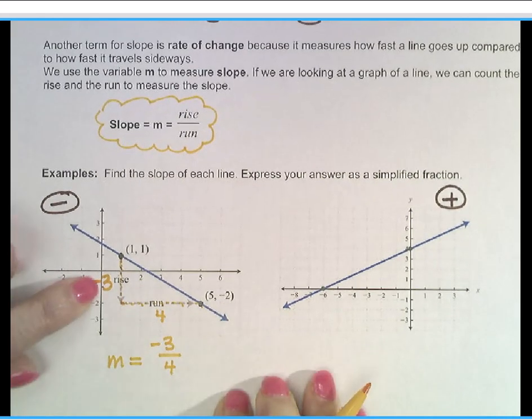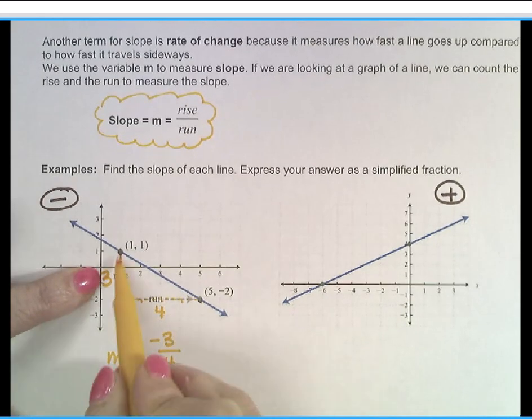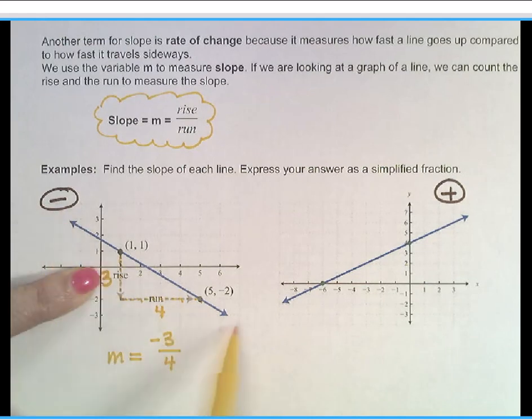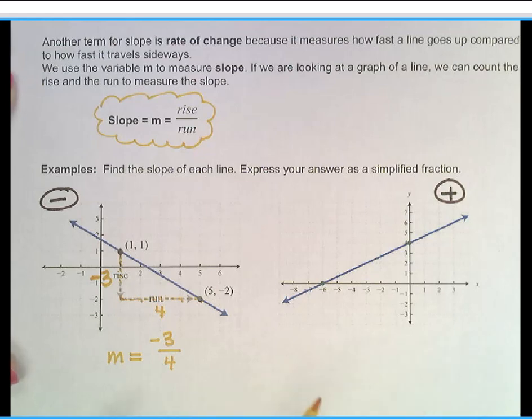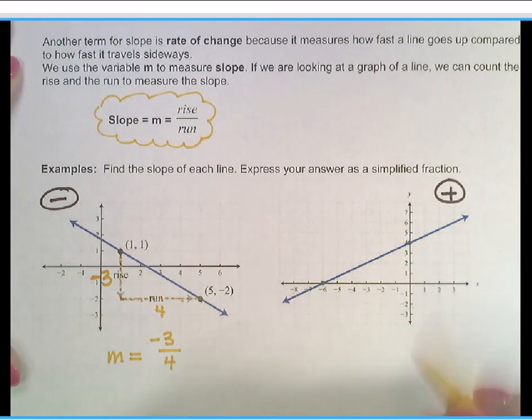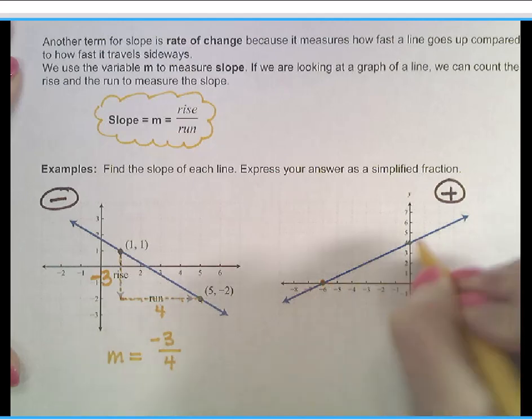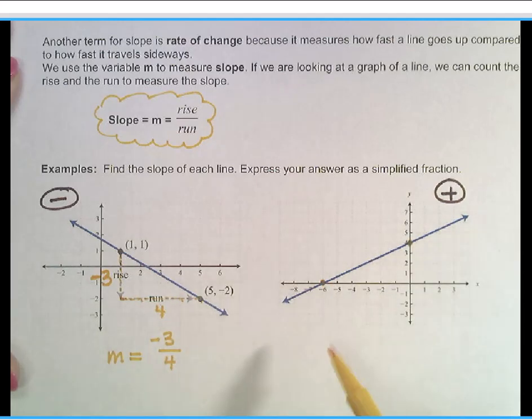If you want to take all the signs out of it, you can just say 3 and 4, and the fact that it goes downhill is your negative. You can just work in the negative that way if you want. So let's look at the next one. And it's got 2 points already highlighted that will make life easy if you use those 2 points.